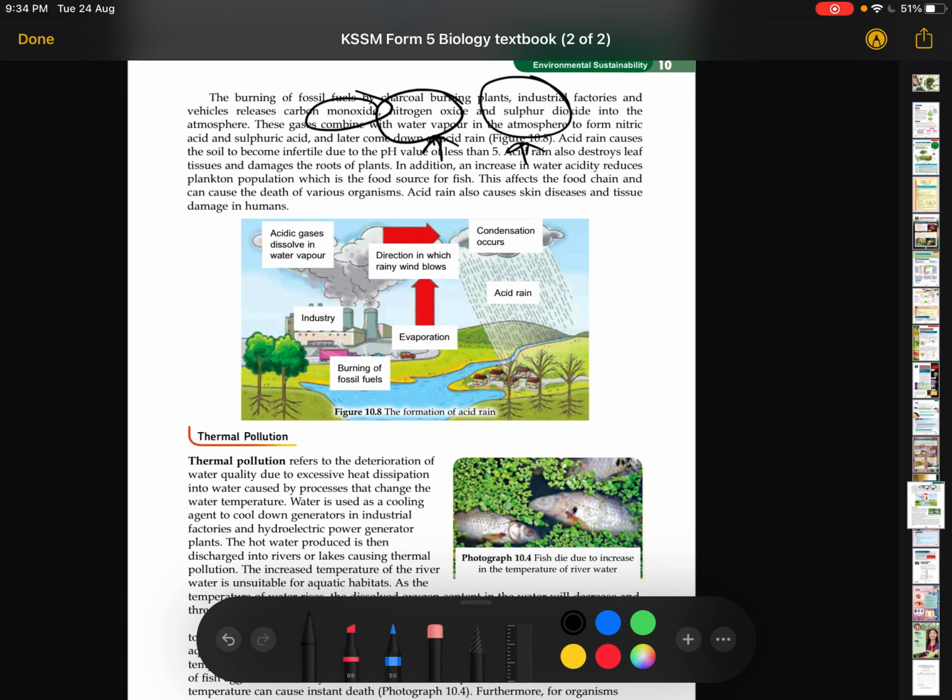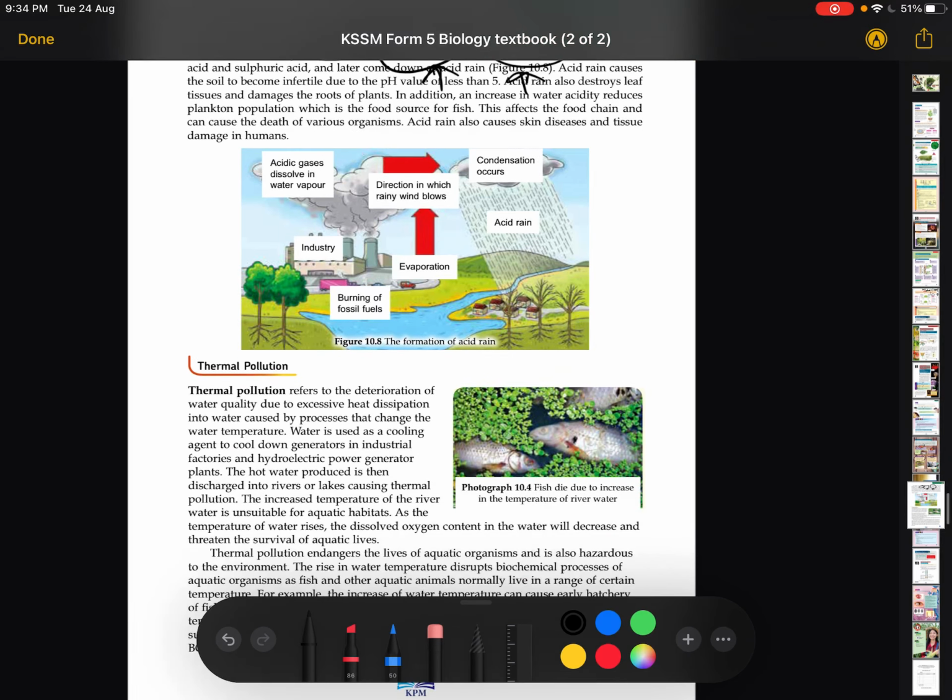So if you remember chemistry yesterday, the sulfur dioxide can become sulfuric acid, the nitrogen oxide can become nitric acid, and then they can rain as acid rain.